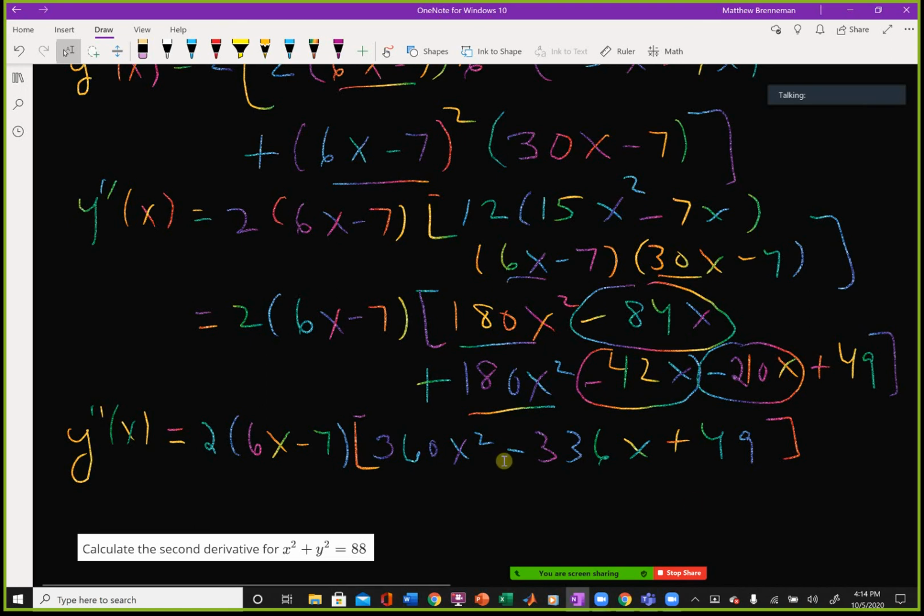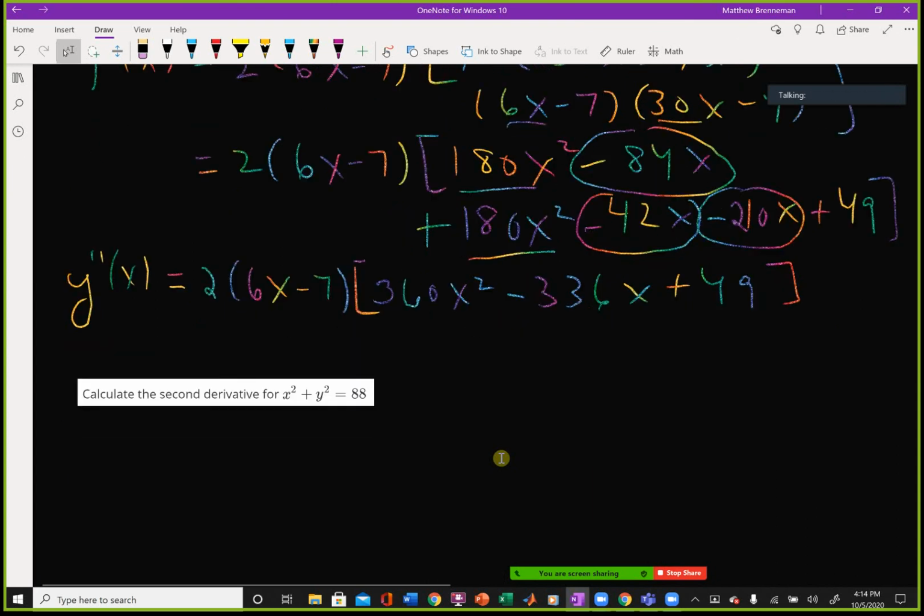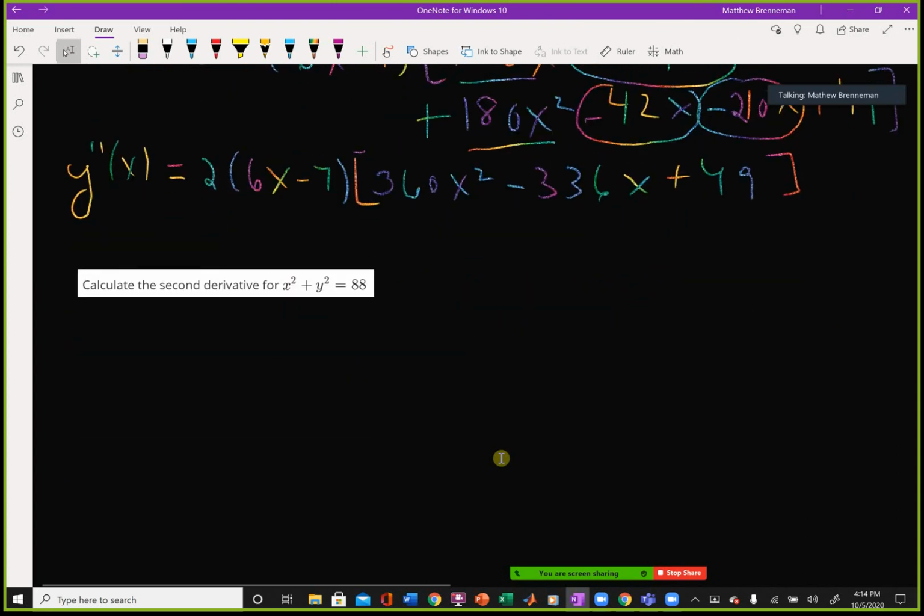All right. So, let's take a look at the last one. The last one's an interesting problem. It says calculate the second derivative for x squared plus y squared is equal to 88. So the first thing I notice when I'm thinking about this from the perspective of a form, right, is that I have a sum. Of course, this side doesn't even concern me. This is going to go to 0 when I take the derivative. I'm going to be taking the sum of two power functions, but this is a function of y, so I'm going to have to use implicit differentiation, right?